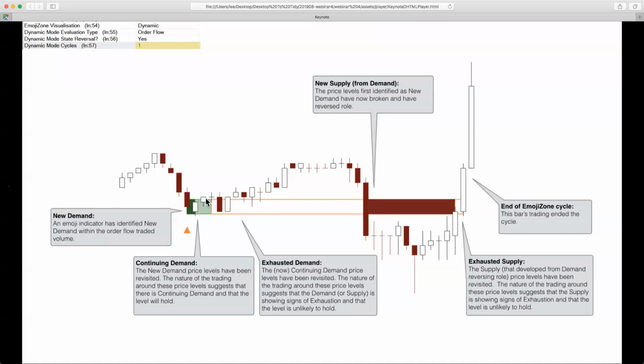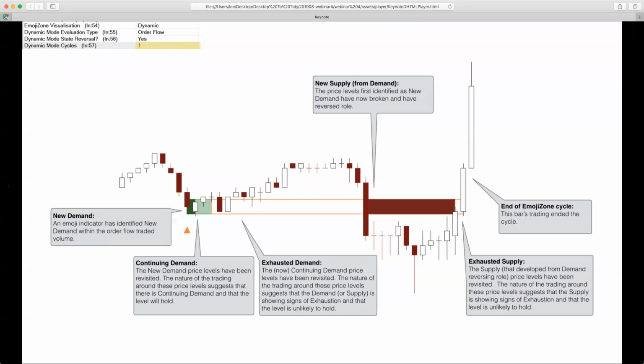So if the order flow tells us that as we've traded through this price area that we've identified through our supply and demand events, it looks like the demand is holding, we change the appearance of the Emoji Zone. It still remains solid, but it's a bit lighter, it's a bit more transparent, and we've got an outline around it. So we call that continuing demand. So it tells us the level's been tested, but it's held.